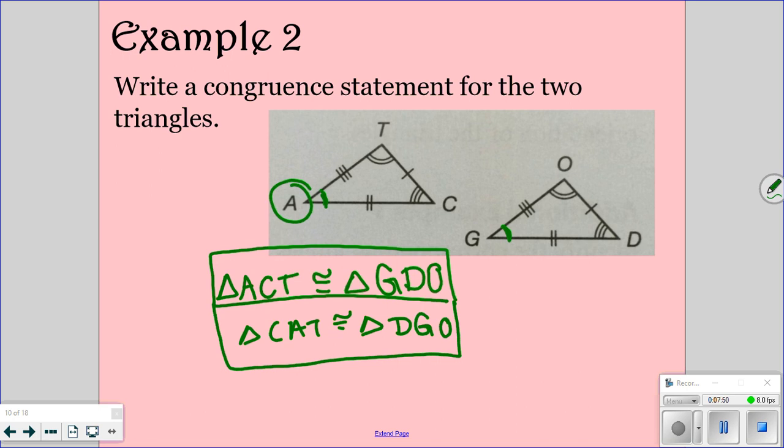You can write it in 6 different ways, but you have to make sure that the A and the G are always in the same location, the C and the D are in the same location, and the T and the O are in the same location. Okay? If not, then it's not a congruent statement.